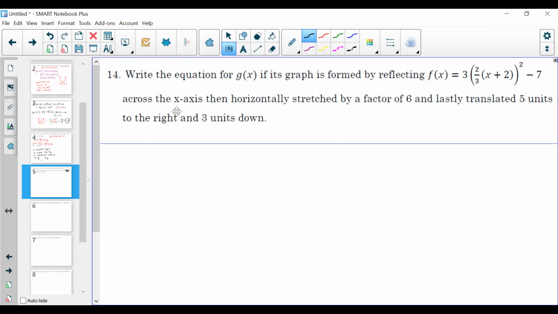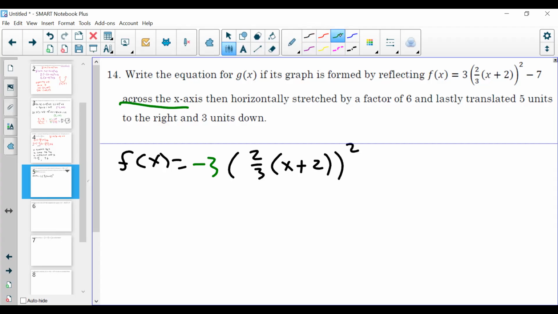When you reflect something across the x-axis, you're vertically reflecting it. And when you vertically reflect something, you're affecting your a and your k. So what I get is that my new f of x is going to equal negative 3 times (2 over 3 x plus 2) squared, and now it's going to be plus 7. Your negative is going to affect both your a and your k, so that's why the 3 becomes a negative 3, and the negative 7 becomes a positive 7.